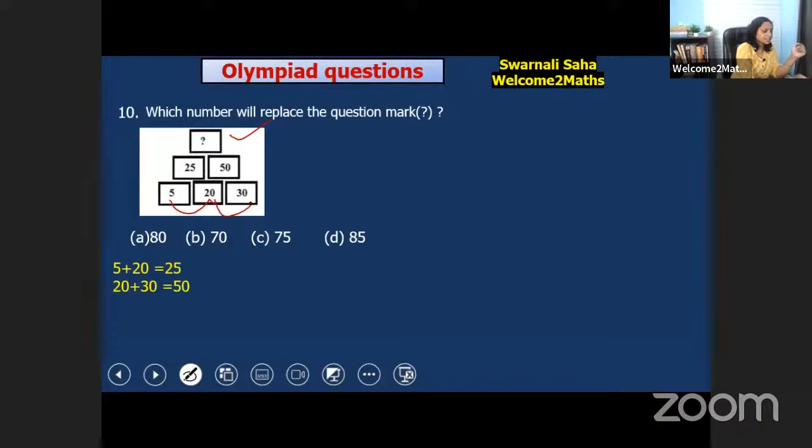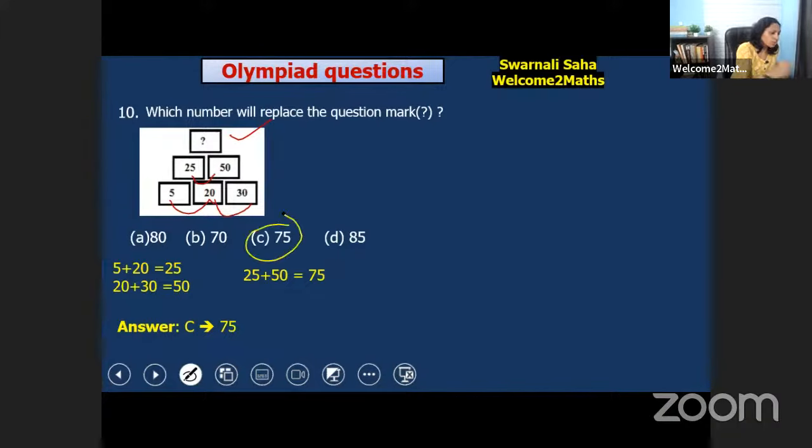And 20 plus 30 is 50. In this way, we have to go. So that means the last option, 25 plus 50, and it must be 75. Okay. So it is 75. So option C is the right one. Is 75. Okay.